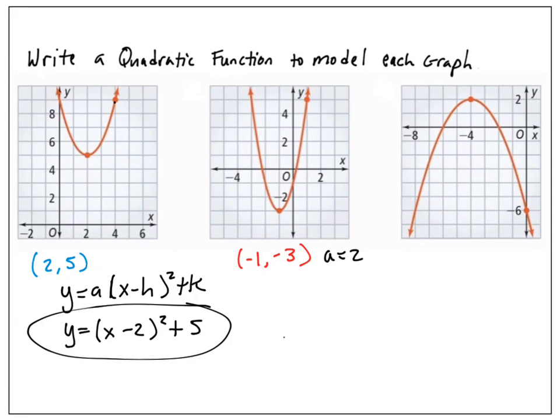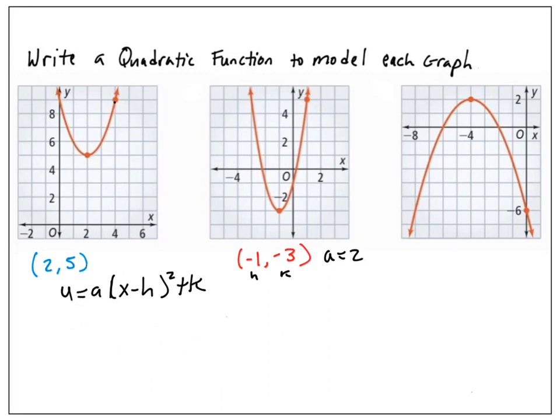Sometimes seeing the a value isn't super easy, so there is another way to do this. In the first case, we knew there was no a value, but here we know there's probably some stretch. So since we know this is h and k, we're going to put this information into vertex form. And we're going to choose another point on our graph.